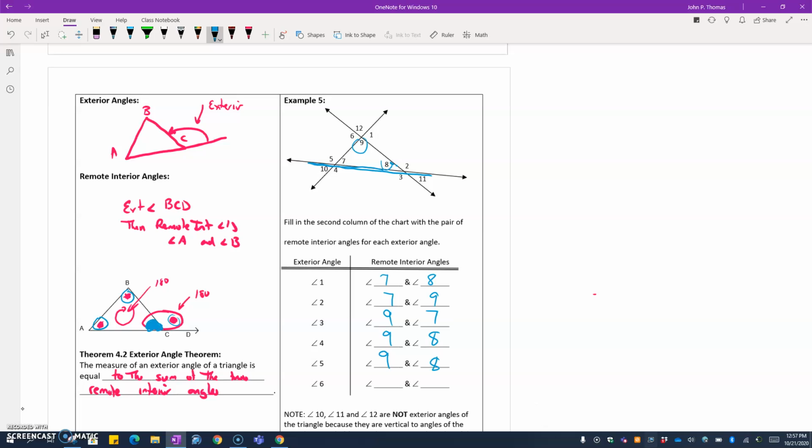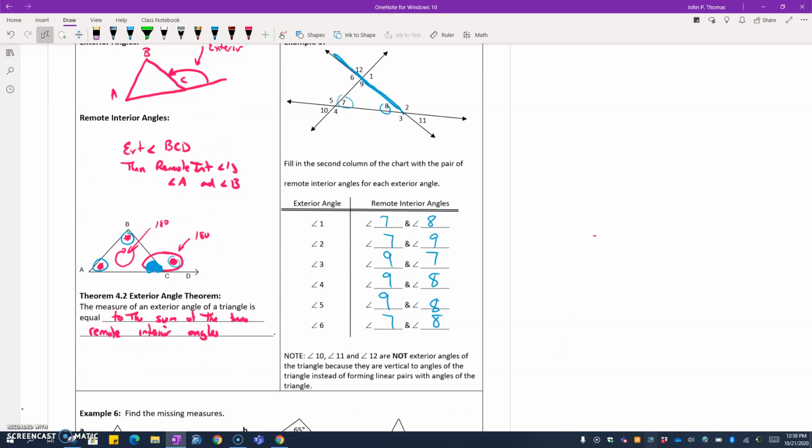All right, and then angle 6, if I look at angle 6 is formed when we extend this side out, so we're looking at the remote interior angles of 7 and 8. All right, and again, we're just going through kind of piece by piece and considering the one extended side.